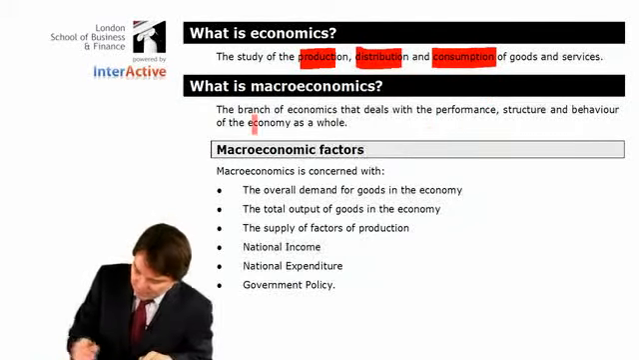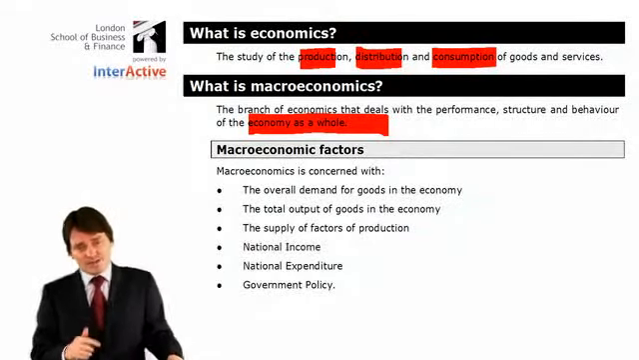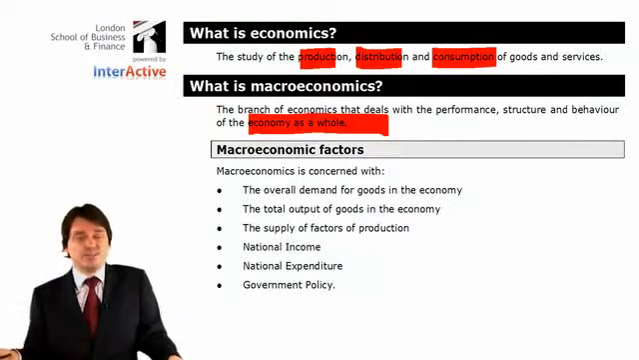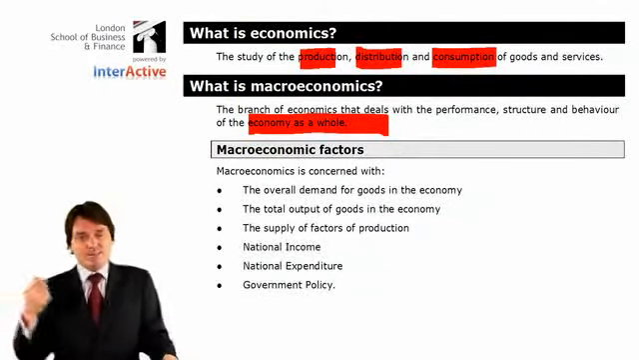Macroeconomics is talking about the economy as a whole. Microeconomics talks about individual companies. We're not really bothered about that. Macroeconomics is talking about the big picture. Now, this is the sort of thing that they will have in a newspaper, on a news programme, on the television, where they're talking about how well an individual country is doing.